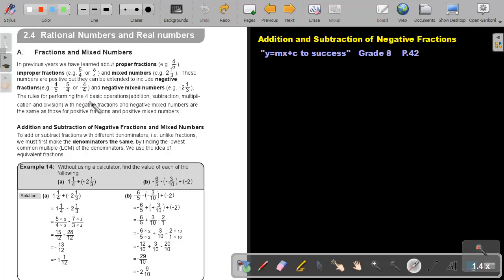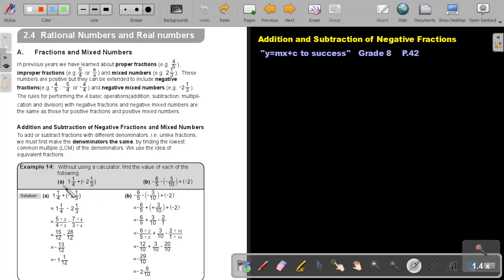The rules for performing the four basic operations, addition, subtraction, multiplication, and division with negative fractions and negative mixed numbers are the same as those for positive fractions and positive mixed numbers. Now, let's first look at the two operations, addition and subtraction. To add or subtract fractions with different denominators, for example, unlike fractions, we must first make the denominators the same by finding the lowest common multiple of the denominators. We use the idea of equivalent fractions, exactly like we did with positive fractions.